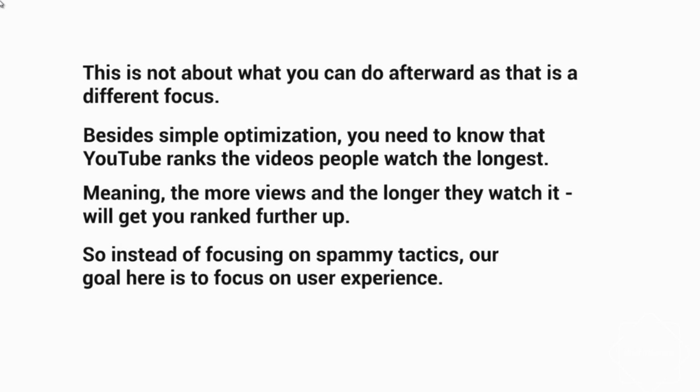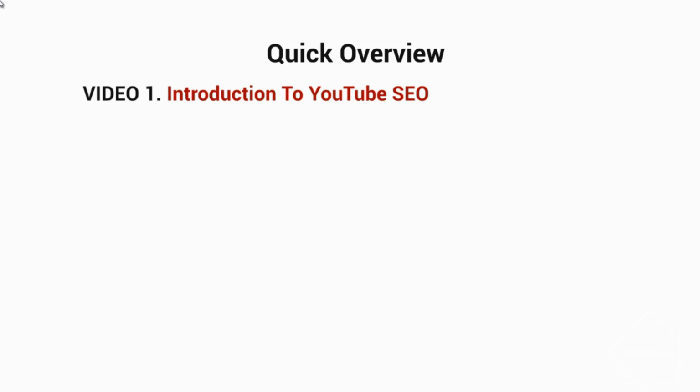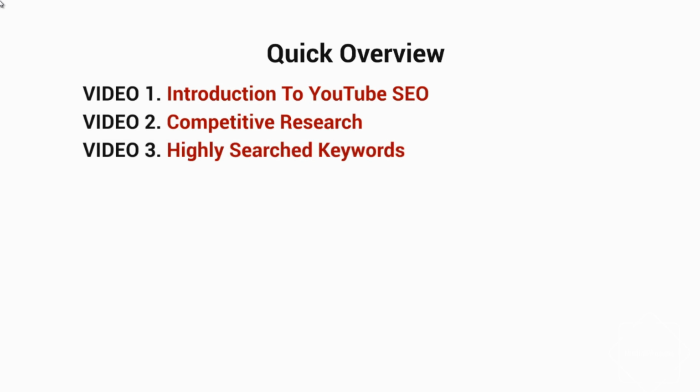So instead of focusing on spammy tactics, tons of backlinks, and all of that, our goal here is to really focus on the user experience. Now I want to give you a quick overview of what's inside this video course. This is, of course, video number 1. Video number 2 is going to be about competitive research, or in other words, researching your competitors to get a better idea of why YouTube is ranking those videos. In video number 3, we'll talk about highly searched keyword terms and how you can find those for your product or service or whatever you're trying to promote.